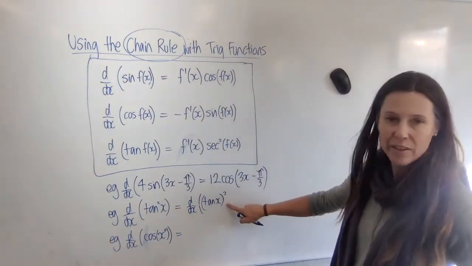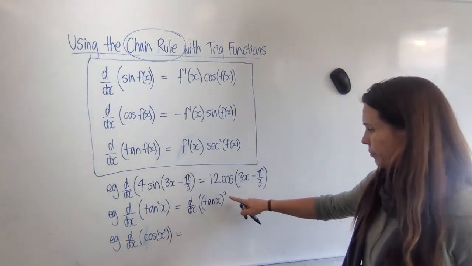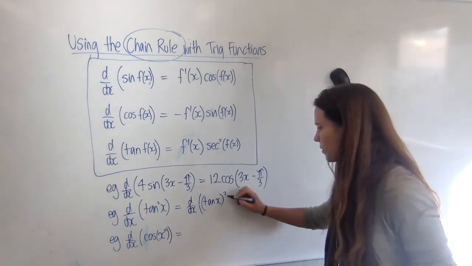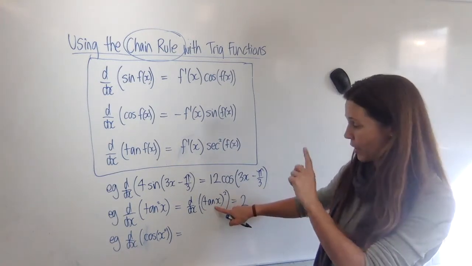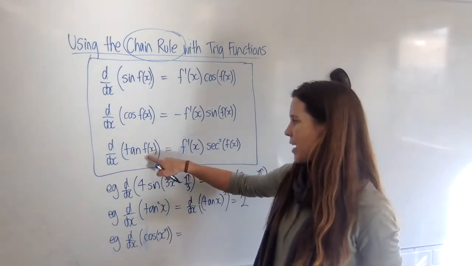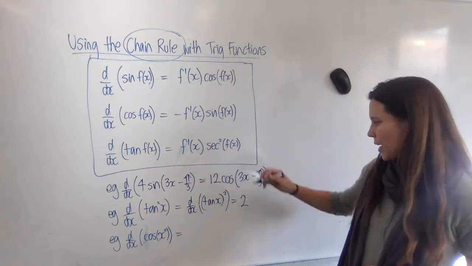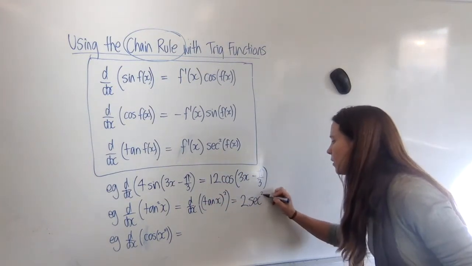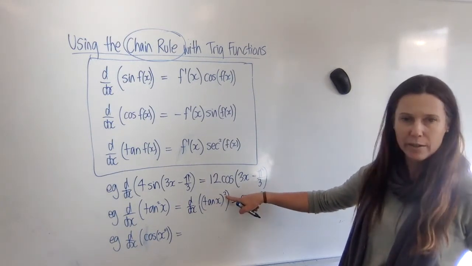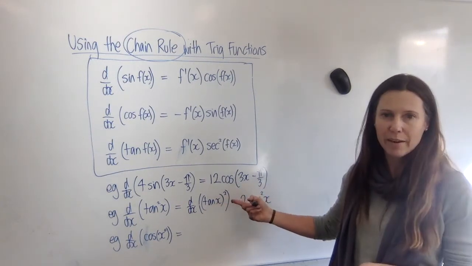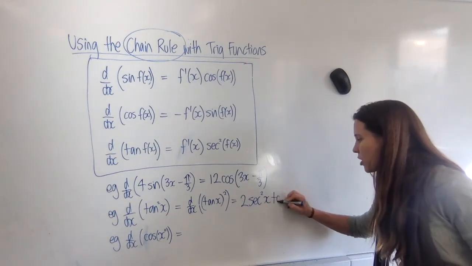So rewriting it like this to me looks a little bit friendlier. I'm going to bring the 2 out the front. I'm going to differentiate what's in the brackets and bring that out the front. And I know that the tan of x differentiates to give sec squared x. And then I need to rewrite what's in the brackets but drop the power down by 1. So it'll just be tan x to the power of 1. That's just tan x. So I can just write it like that.